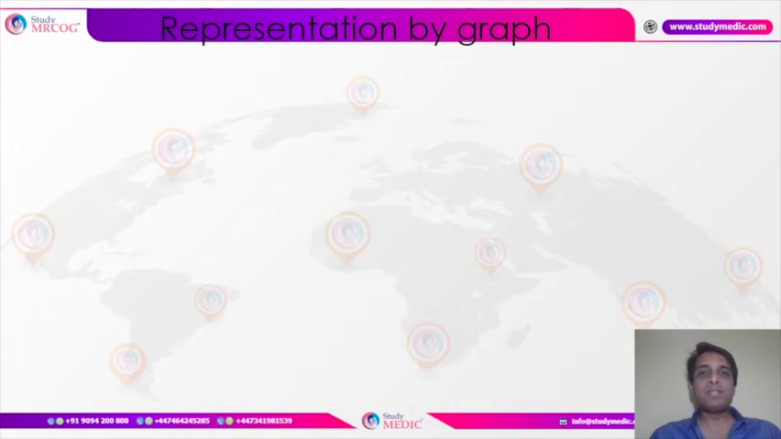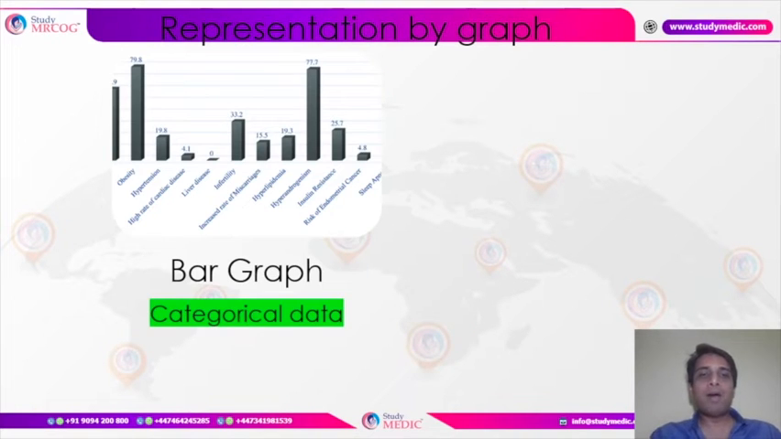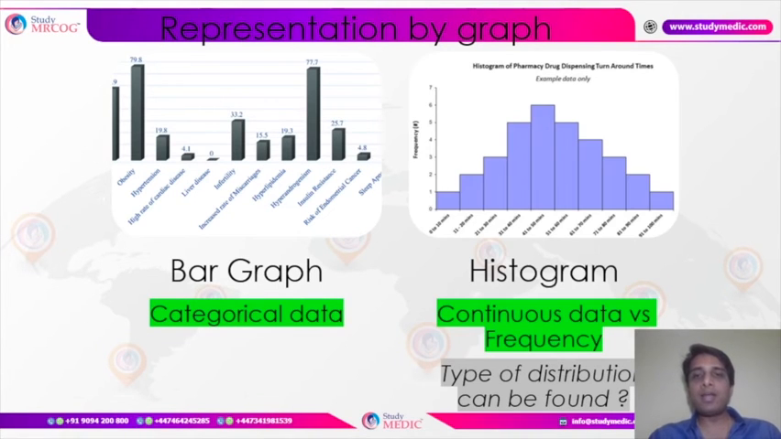Coming to the representation by graph. Bar graph represents the categorical data and its distribution. You can see the bars here are not attached, whereas the histogram represents the relationship between continuous data versus the frequency distribution. Here you can see the bars are attached to each other. Using this histogram, we can also find out the type of distribution.